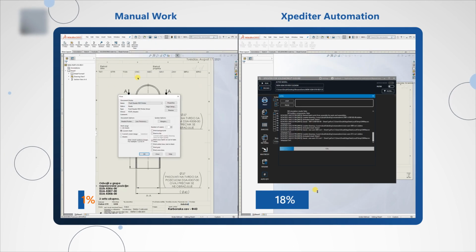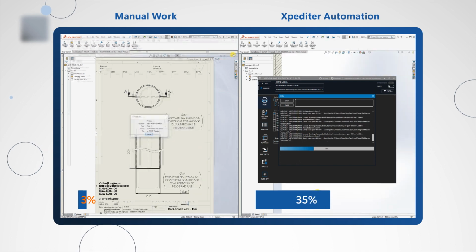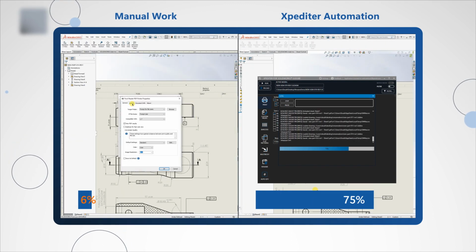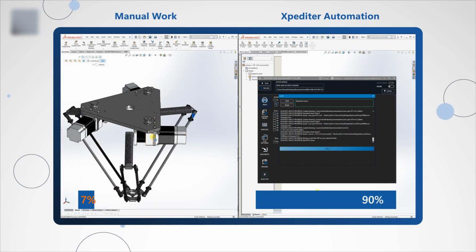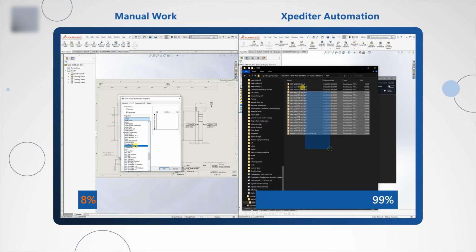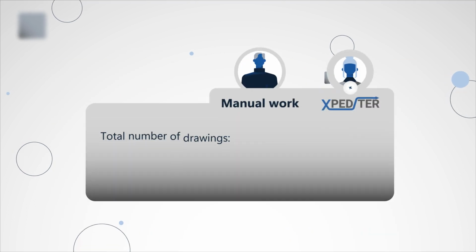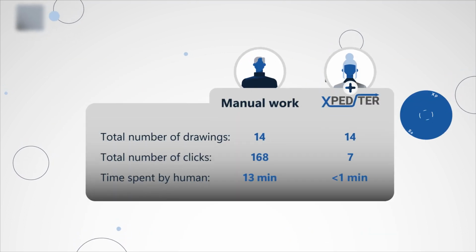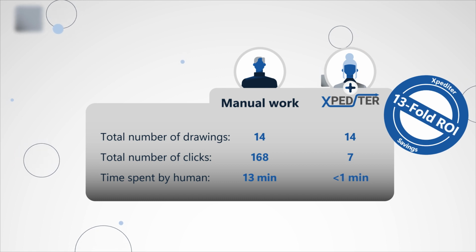Through a very intuitive and user-friendly interface, a user can set up the batch print feature and let it complete the task automatically, without the need for human involvement. This feature yields error-free results promptly. Here is a metrics summary when using Xpediter's batch print feature from this real-life example of 14 SOLIDWORKS drawings.